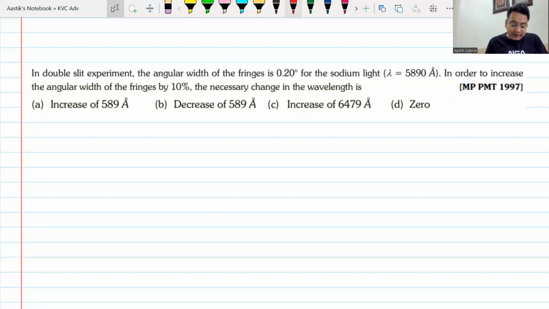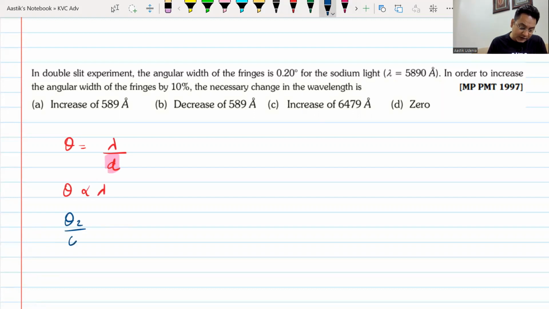So we know the angular fringe width theta was equal to lambda by d. Do we remember this? Here the distance between the slits is going to remain the same, so I can write theta is directly proportional to lambda. Yes, sir. Theta 2 by theta 1 will be equal to lambda 2 by lambda 1. Yes, sir.